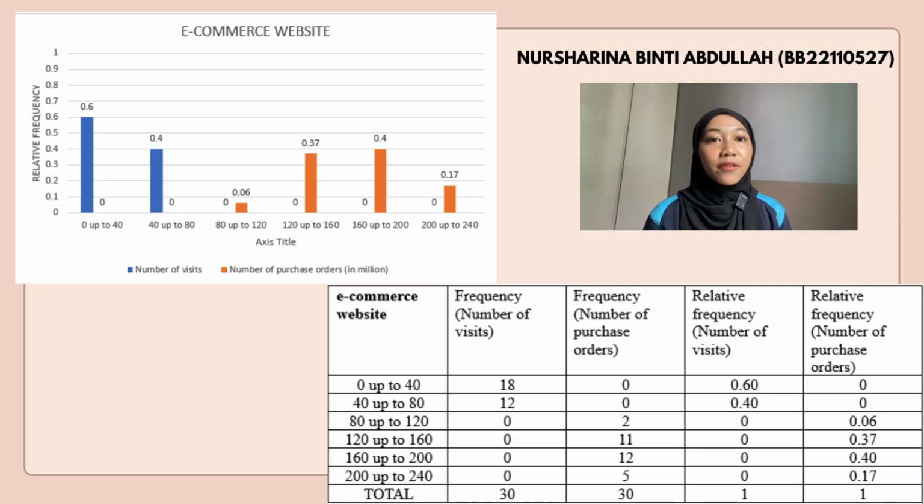histogram of relative frequency. The graph shows that the relative frequency for the number of visits decreases from class 40 up to 80. For the number of purchase orders, the relative frequency increases from class 80 up to 120 until class 160 up to 200, and decreases at class 200 up to 240.